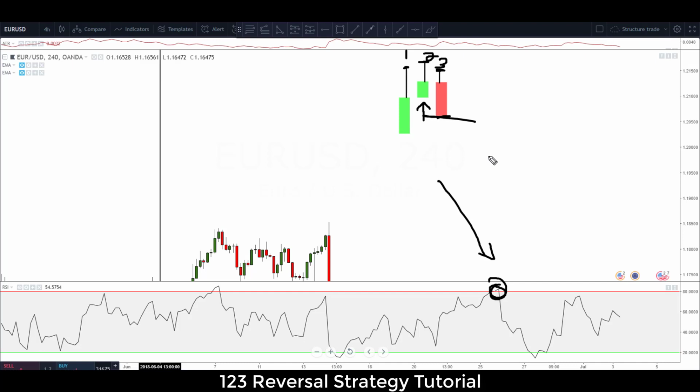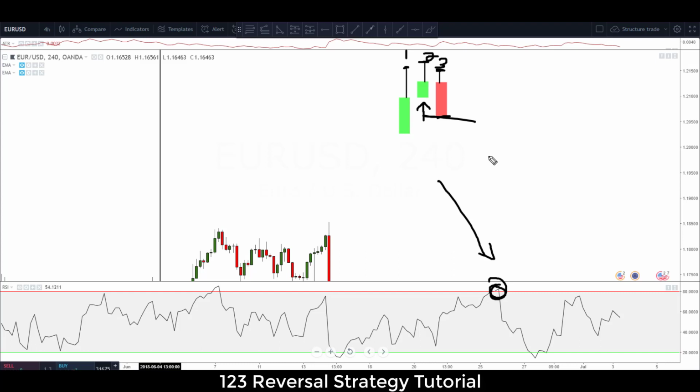Now this strategy works really well on a couple of different pairs. I am going to share with you guys my favorite pair for this strategy with this specific entry. That way you'll have something to get started on when it comes to your backtesting. And also, I'm going to show you two different entry reasons for this strategy.